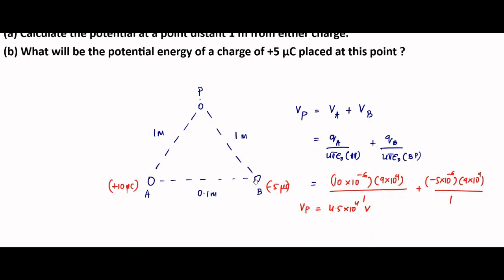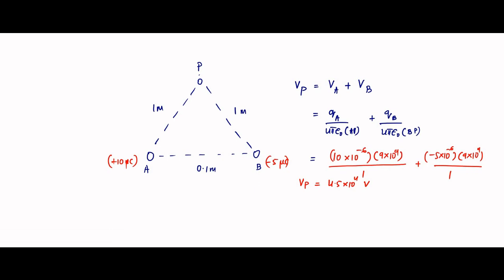Then it is asked, what will be the potential energy of a plus 5 microcoulomb charge placed at this point? If you remember the concept of electric potential energy and work done, the potential energy of a charge at any point is basically the work done to bring the charge from infinity far away to that point. So the change in potential energy is the work done in bringing the charge from infinity to point P.